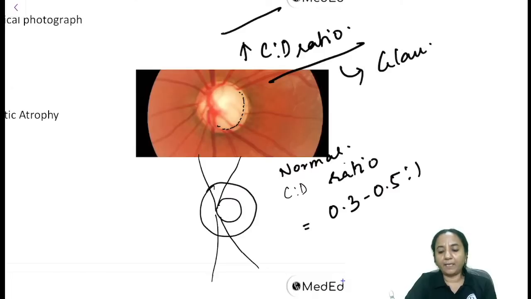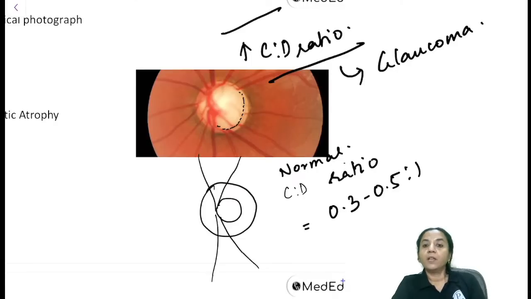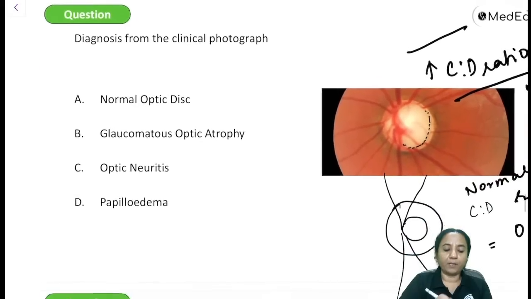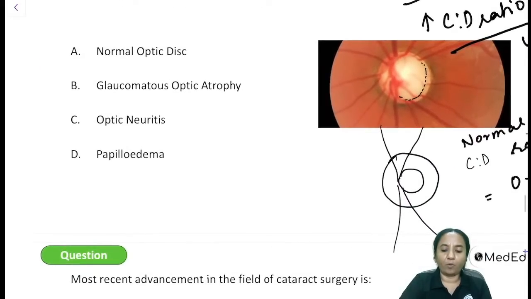So where do you get an increased CD ratio? Increased CD ratio is seen in glaucoma. Normally the CD ratio is 0.3 to 0.5, but here the CD ratio is much more than that. So an increased CD ratio is suggestive of glaucomatous optic atrophy or glaucoma.